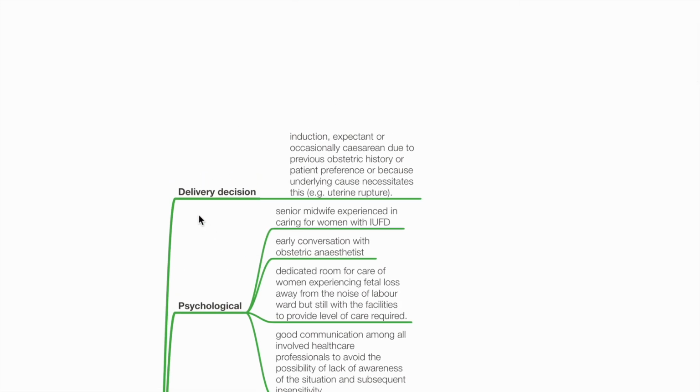Delivery decision. Induction, expectant or occasionally cesarean section due to previous obstetric history or patient preference, or because the underlying cause necessitates this, such as uterine rupture.